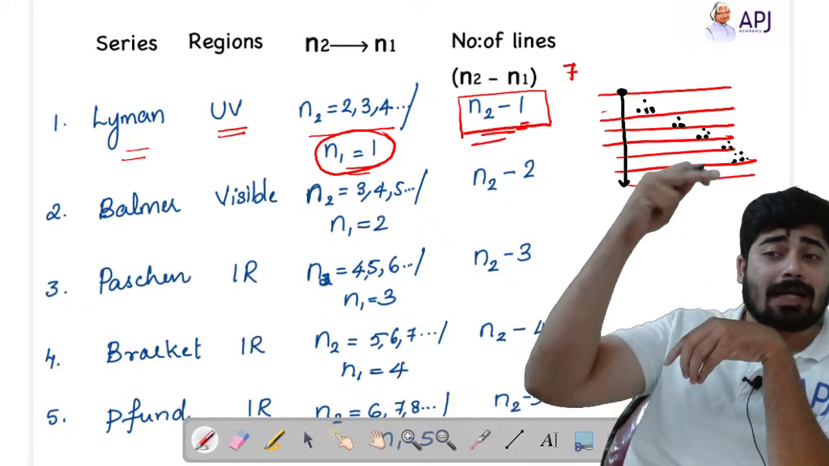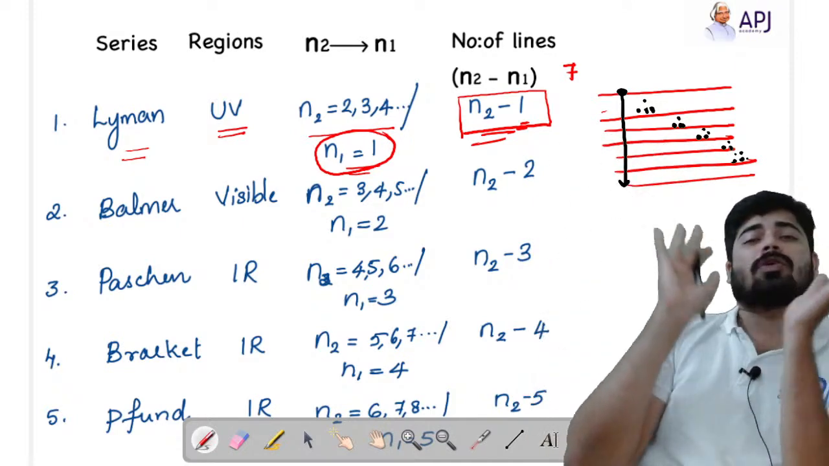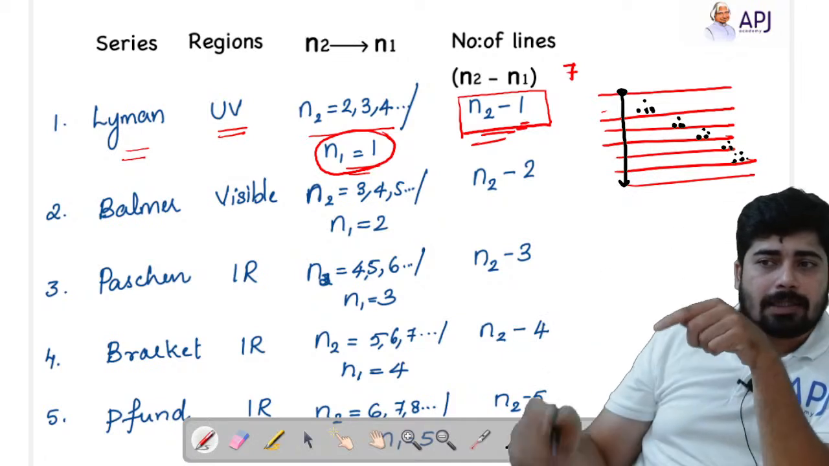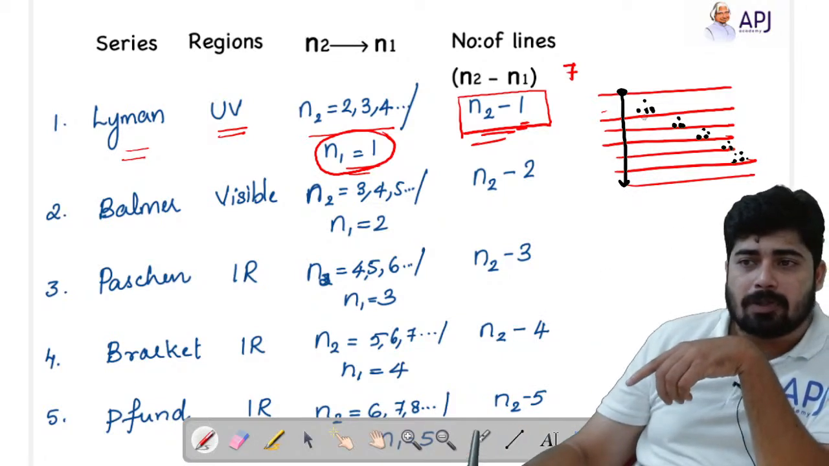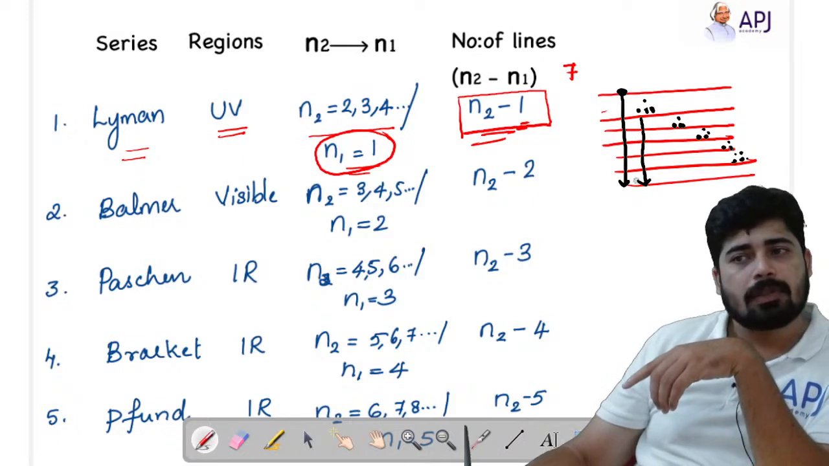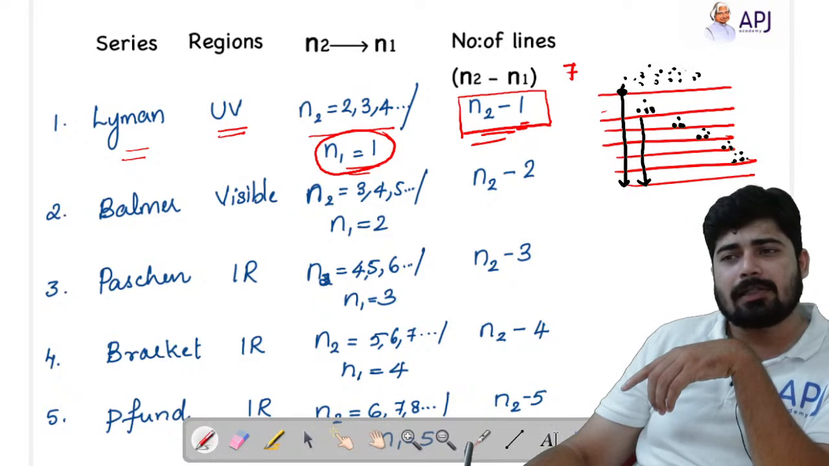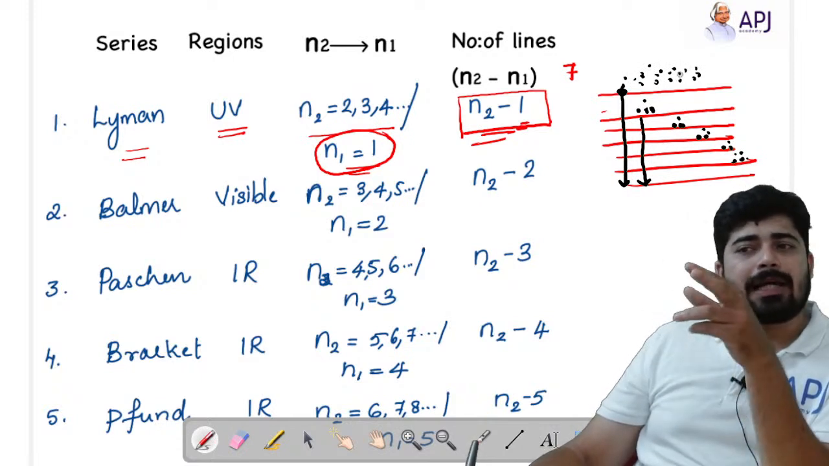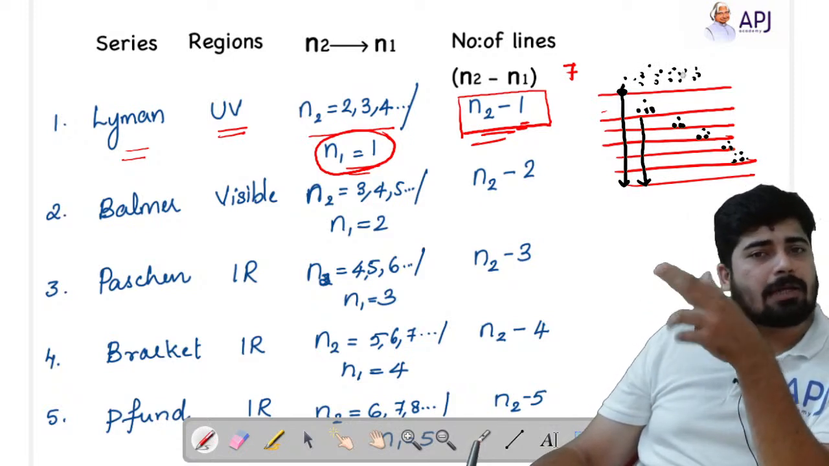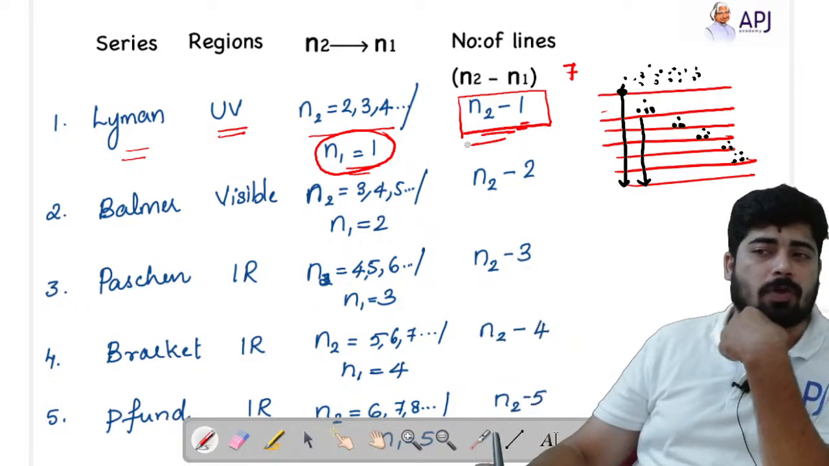If the electrons are jumping from 7 to 1, then all the possible cases you also have to draw. There can be another possibility that electrons are present in 6 and jump to 1. We know that all the electrons are present in the 7th shell, but as they jump, the electrons have various kinds of energy. So as it jumps, it may jump to 6, or it may jump to 5, or it may jump directly to 1. So all the possibilities you have to draw.